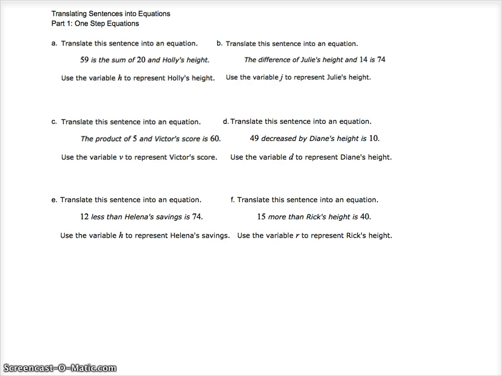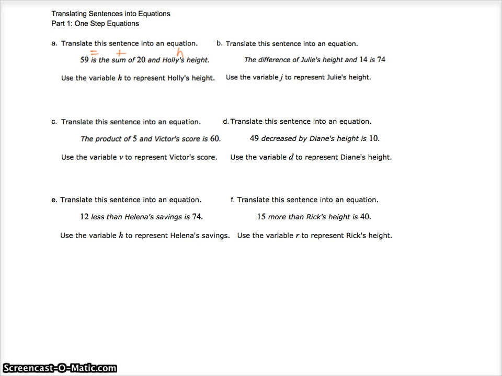Before we translate this, we need to first understand math to English translations and what words indicate things, what math words indicate English symbols, and vice versa. So 59 is the sum of 20 and Holly's height. We know that from working with percents, is means that it's an equal sign. And we also just know from being around math a lot that sum means addition. So we're going to add something together. And here it says use the variable h to represent Holly's height.